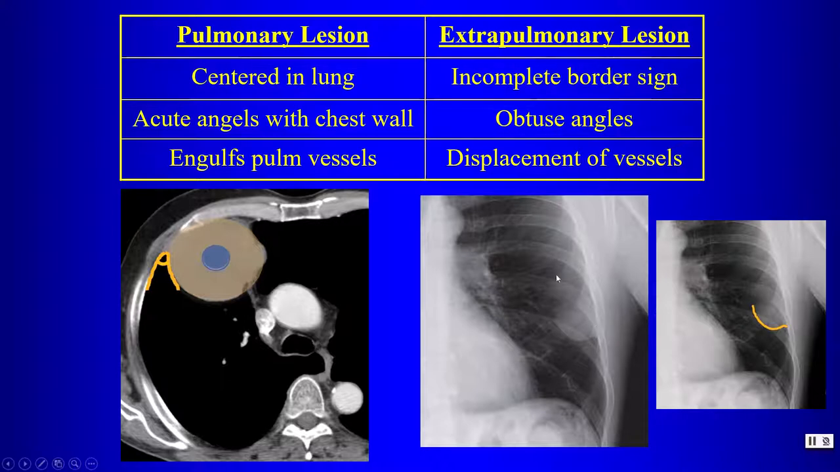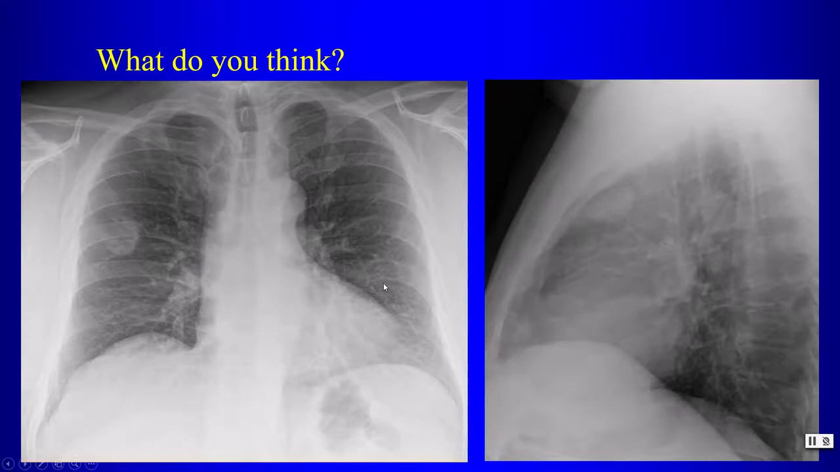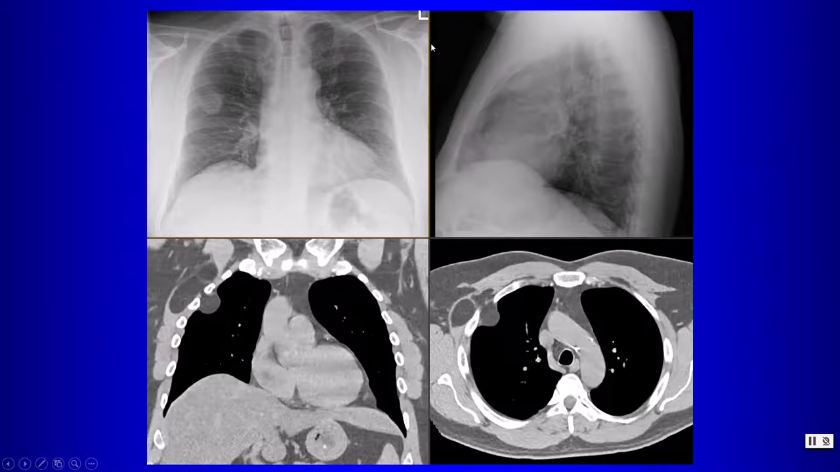And you have obtuse angles here at the margins with the chest wall, and this will cause displacement of blood vessels. So here we have a lesion with a disappearing border sign. When we see that, we should think of pleural-based lesions. In our differential of pleural lesions, we can think of loculated pleural fluid, we can think of metastatic disease, but a very common lesion that can also occur in the pleura, and actually the most common benign pleural tumor, is a lipoma.